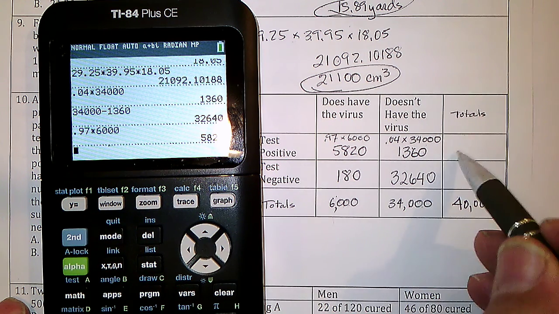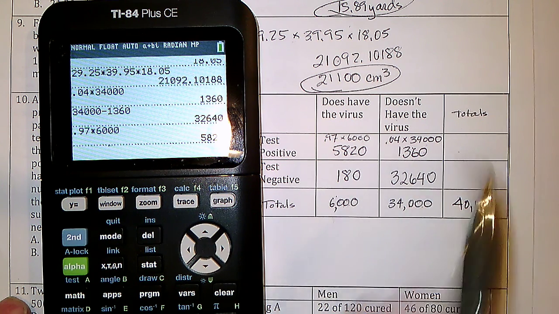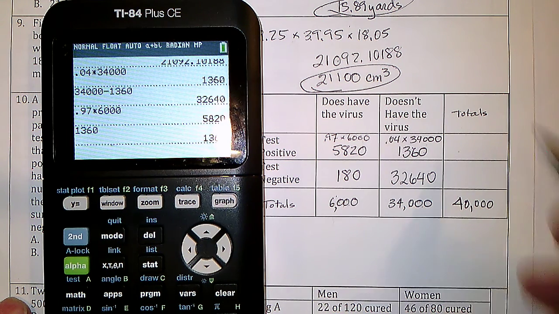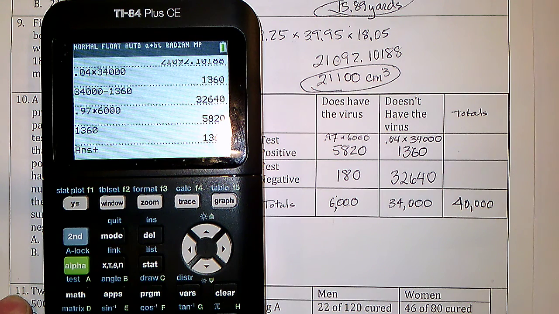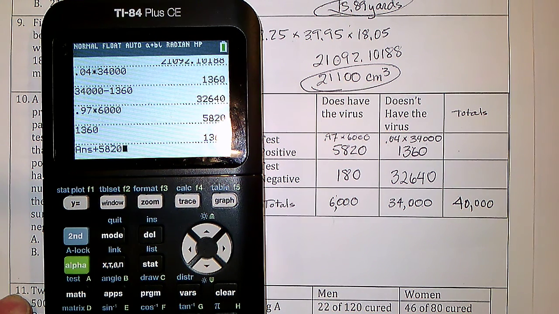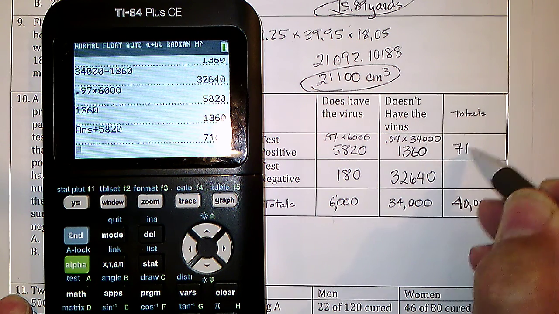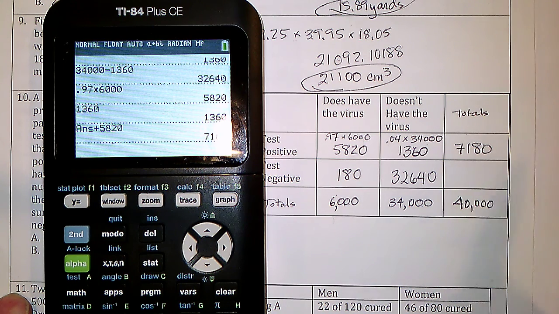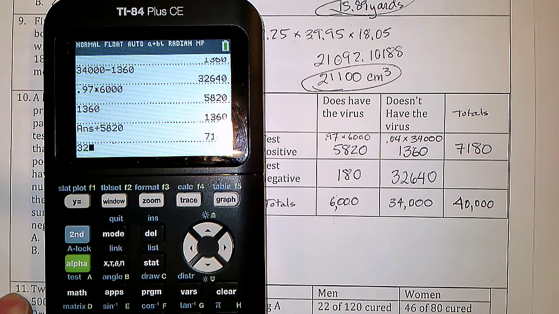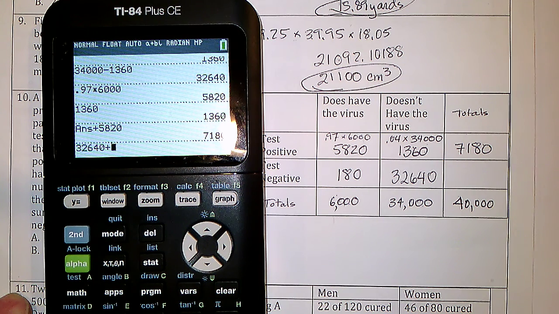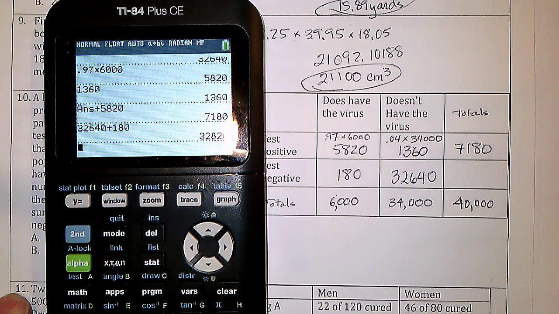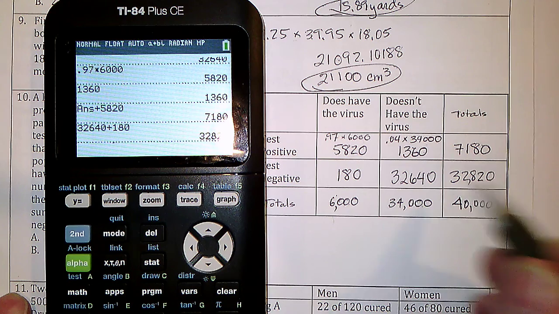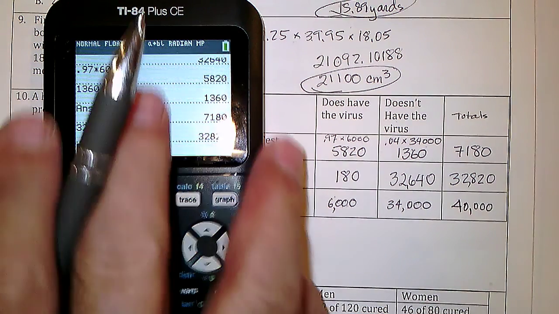Meaning over here, the totals that test positive are the 5,820 plus the 1,360, which is 7,180 that test positive. And 180 added to this, 32,640 plus the 180, there's 32,820. Those are our totals.